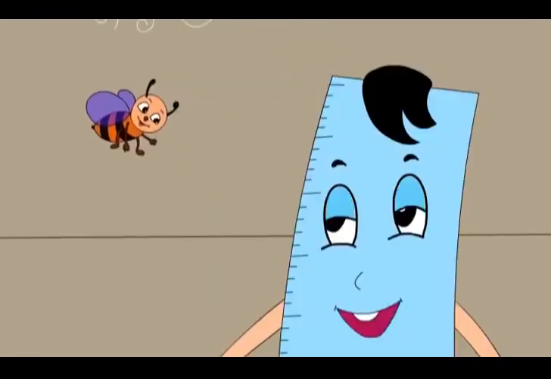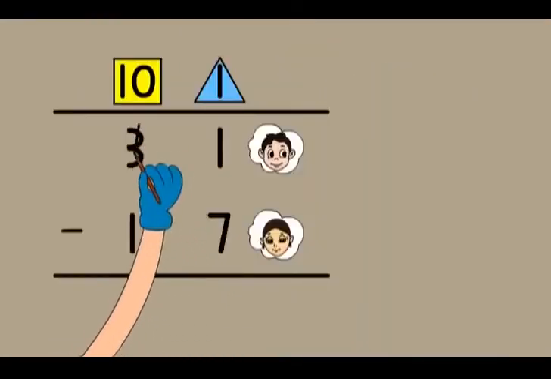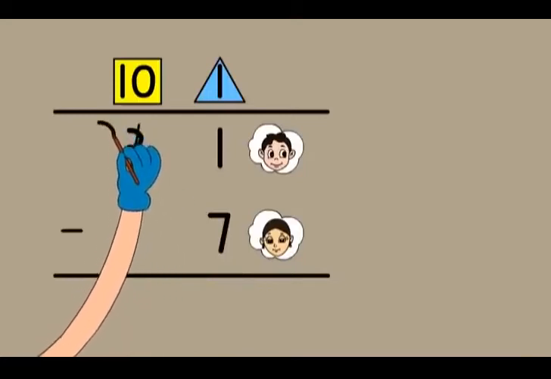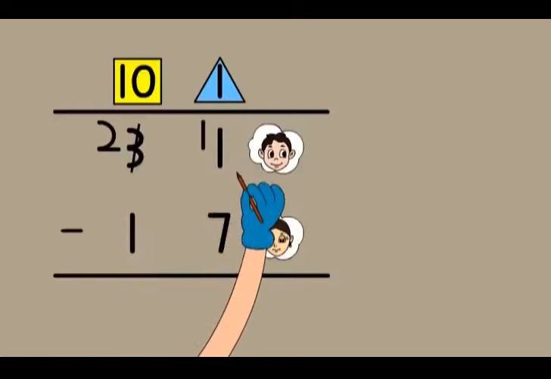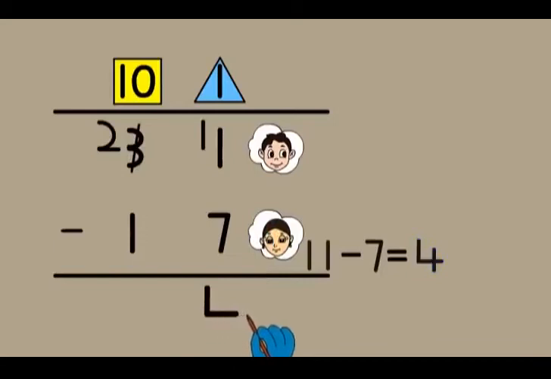That's right, Buzz. Now I will cut 3 and write 2. Then I will write a small 1 here. Now I will do 11 minus 7. 11 minus 7 is 4. So I will write 4 here.